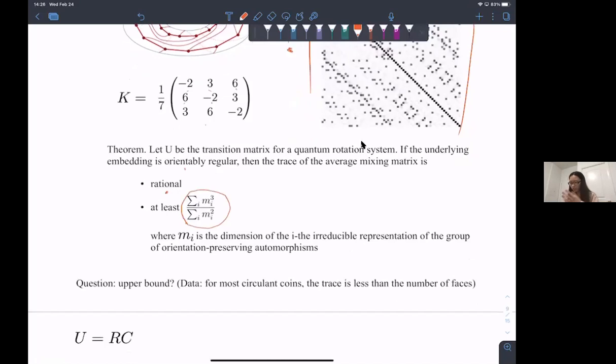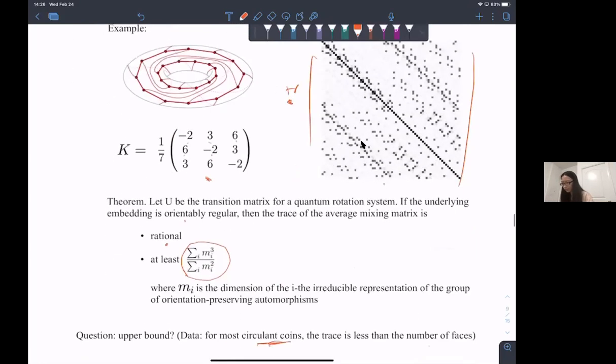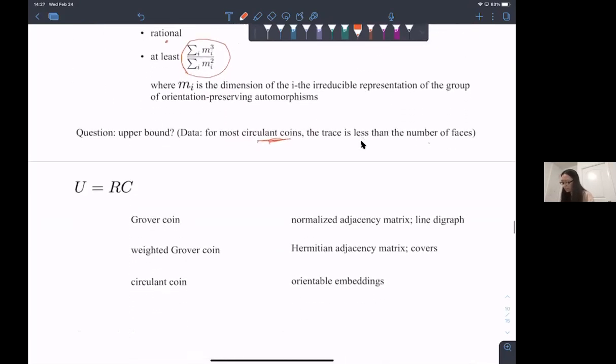So my question is, what about an upper bound? Because I have done some calculation. It looks like for most circulant coins, the trace is always less than the number of faces. So if you can characterize the coins that do not have this property, then I think it will mean a lot to the quantum information community, because it's saying that regardless of the coin you take, the laziness of the walker is determined by the underlying orientable embedding of the graph. Yeah, so that's just a summary of what I have done.